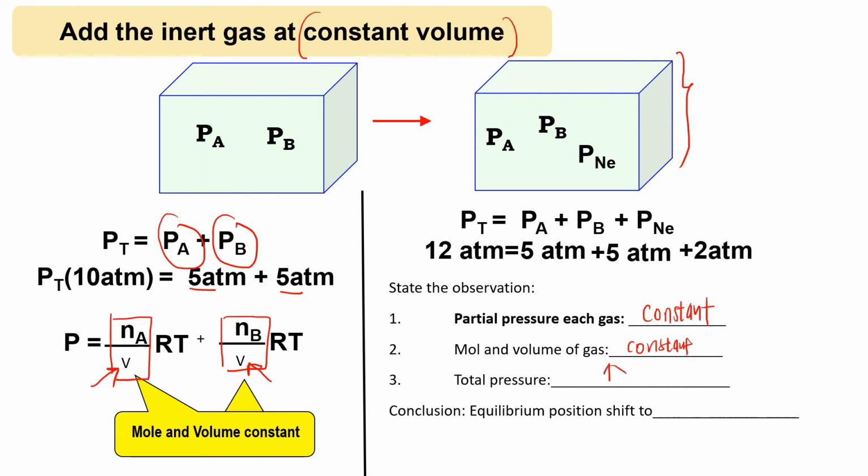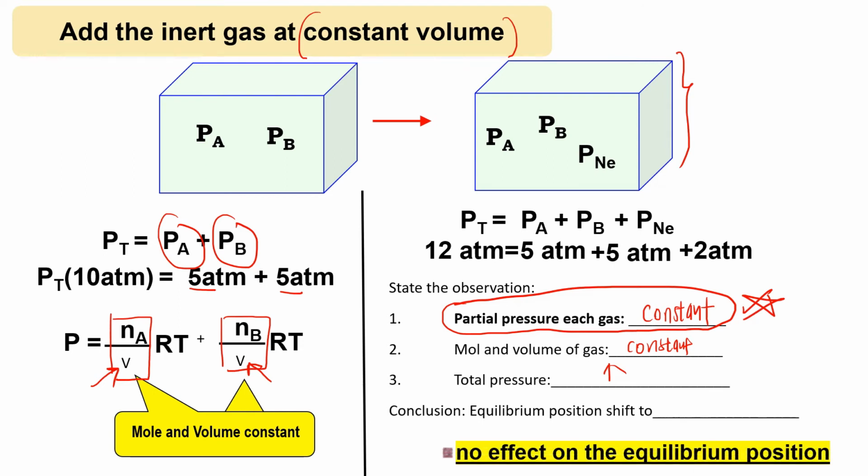Now for this case, we just look at the partial pressure of each gas. The partial pressure of each gas is constant. That means they do not influence the equilibrium position. So the equilibrium position will shift to where? No, the equilibrium position will not be affected. So this is the conclusion for the inert gas at constant volume: because the volume is constant, the inert gas does not influence the partial pressures. Once the partial pressures are constant, the equilibrium position will not be affected.